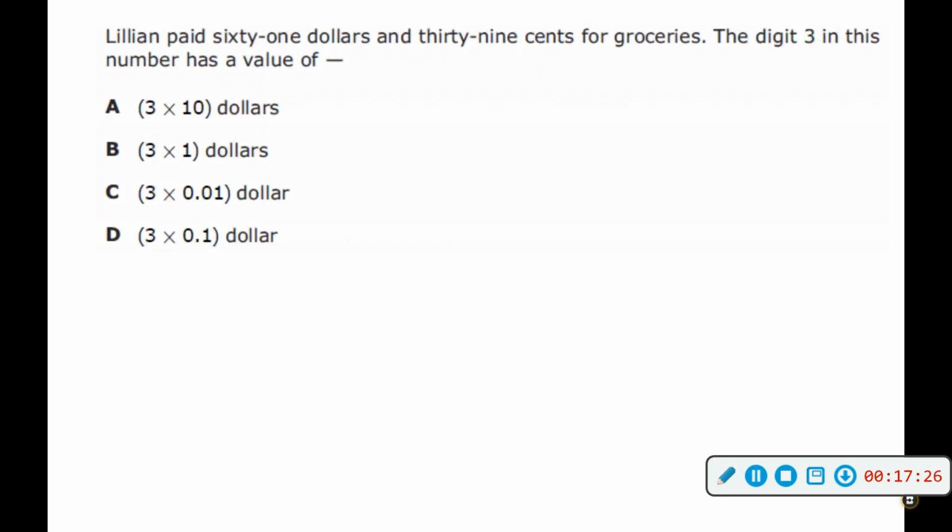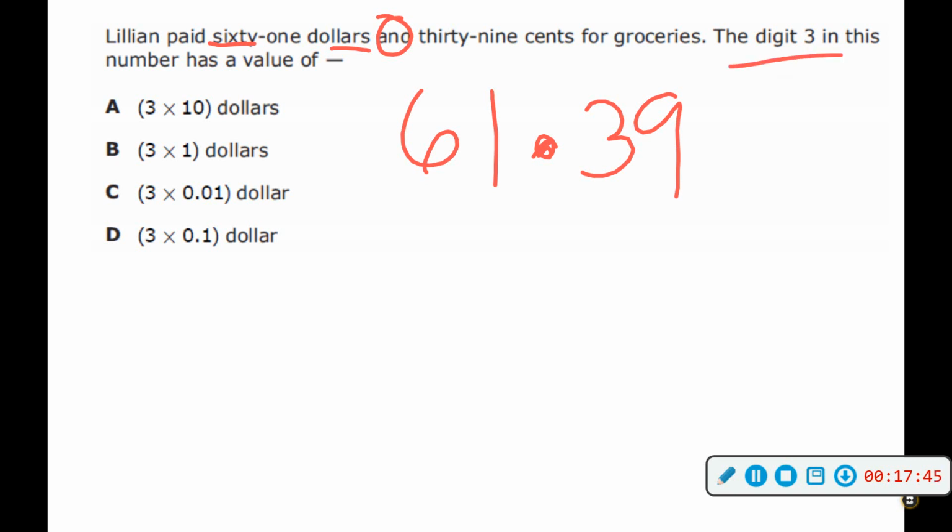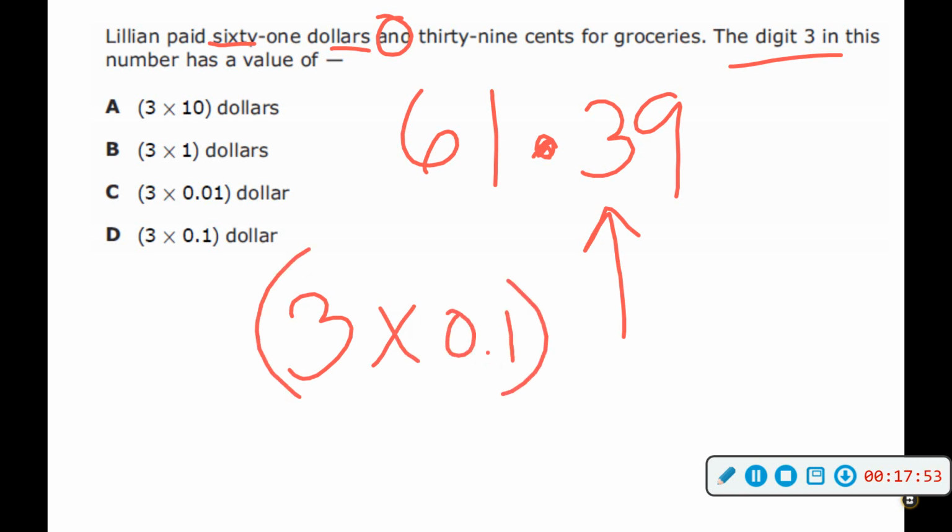Lillian paid $61.39 for groceries. The digit 3 in this number must have a value. So let's go ahead and write this off. $61 and. We know that "and" represents a decimal. So we have $61.39. I'm looking for the digit 3. That digit 3 is in the tenths place. So I just find the one that says that.